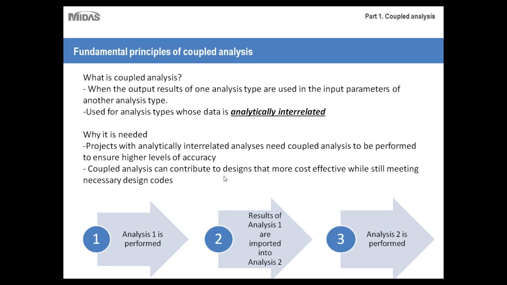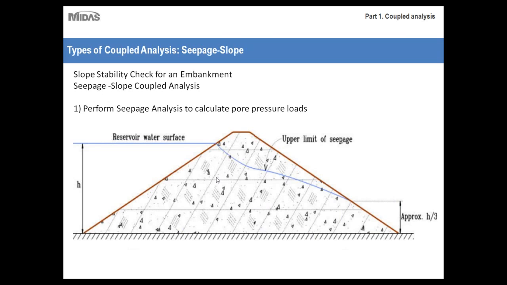So here's the basic procedure for a coupled analysis. First you have one analysis type and it's performed. Afterwards, the results from that analysis are imported into the input parameters of the second analysis. And then afterwards, the second analysis is performed while taking into consideration the calculations that were produced from the first analysis. So it's a fairly simple process. It's a three-step process, really. So let's go over a couple of examples.